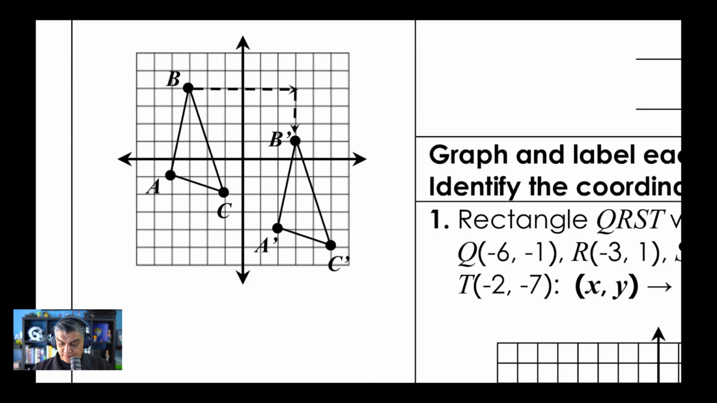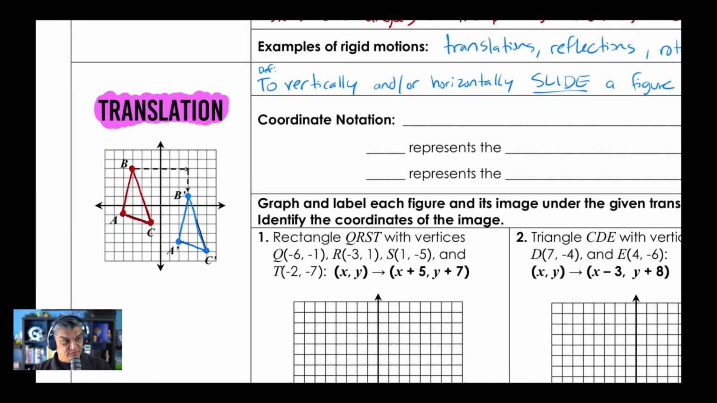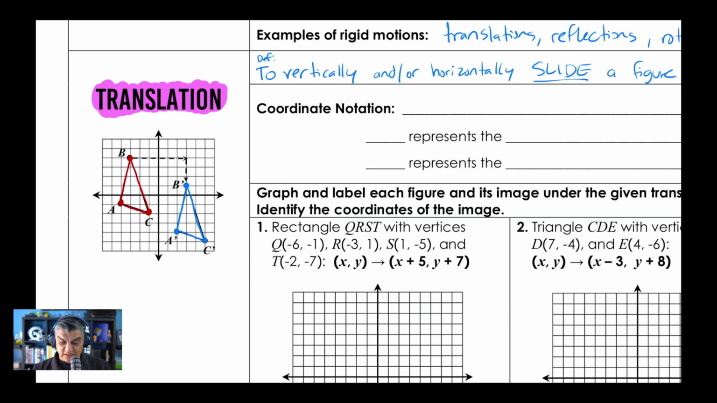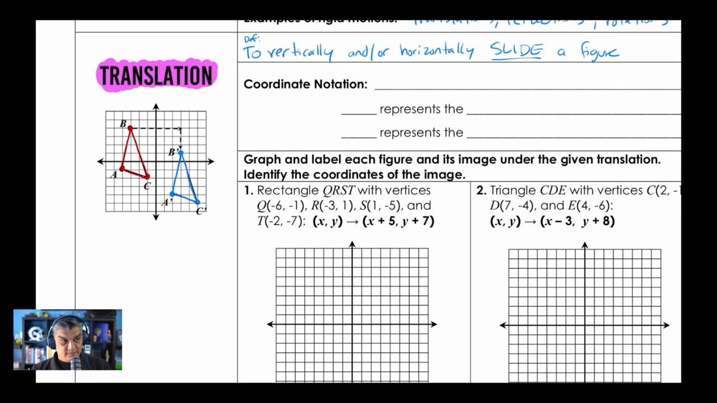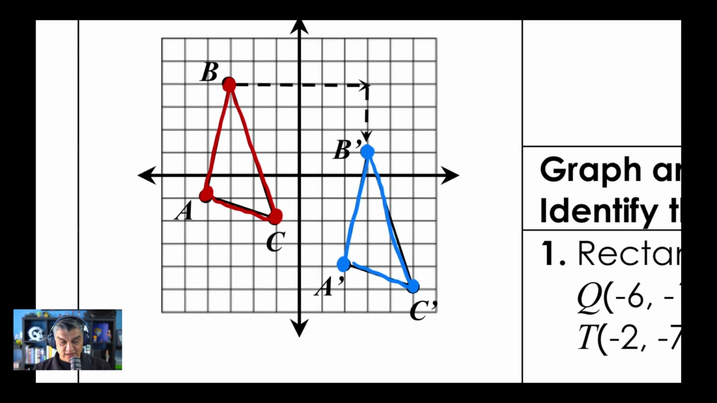What's an example? Right here. If you look here, I have triangle A, B, C. That's the pre-image. And now I have triangle A prime, B prime, C prime. The same exact image, but it's slid over. Now, how did we slide it? I'm showing you an example. To vertically and horizontally slide a figure means I just get a figure and slide it. So I have the red triangle and I slide it to where the blue triangle is.